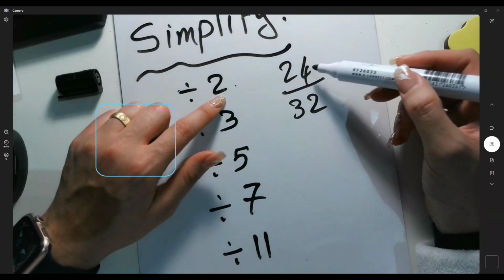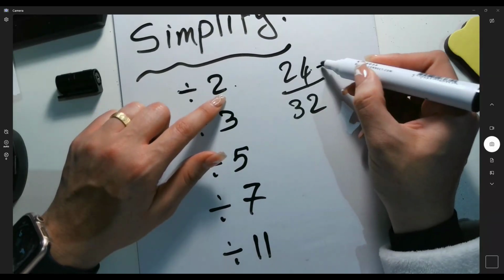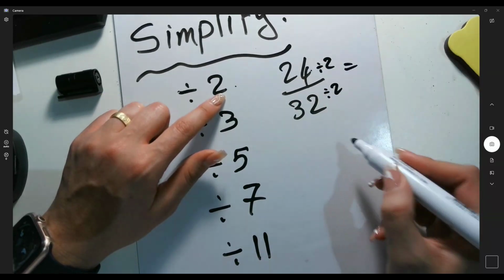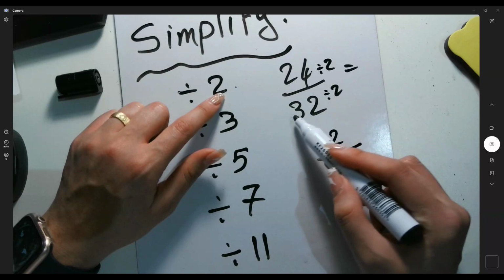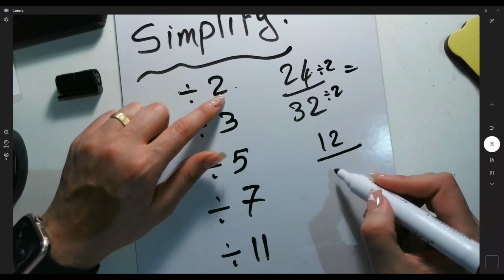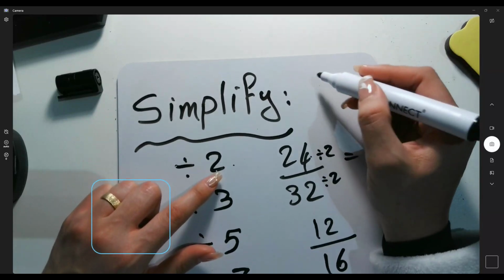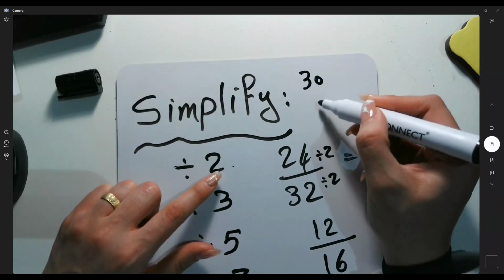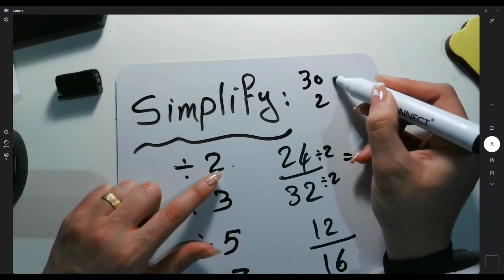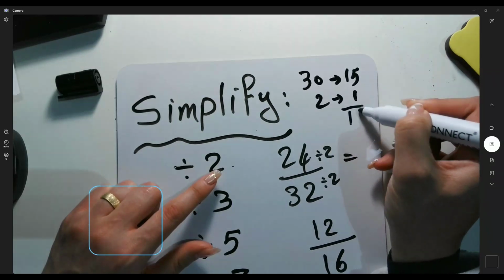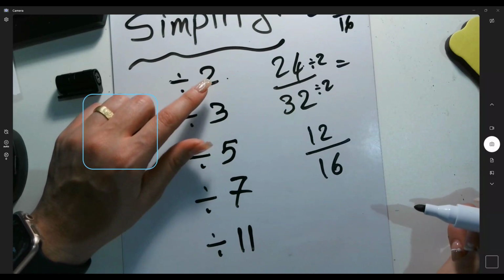Divide by 2. Why? Because they are both even numbers, so I can divide them by 2, which is basically halving them. 24 divided by 2 is 12, and 32 divided by 2 is 16. If you don't know how to do this in one go, remember what I've said before? 30 and 2, this is 32. And I'm halving it. Half of 30 is 15. Half of 2 is 1. Add them together, so it's 16.